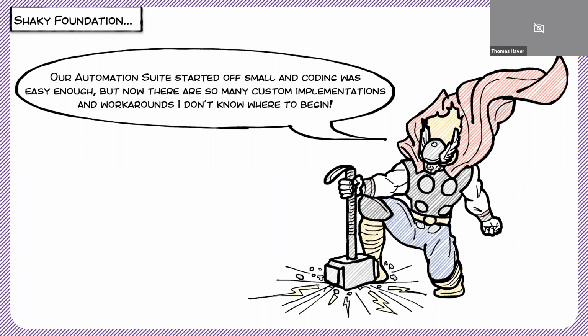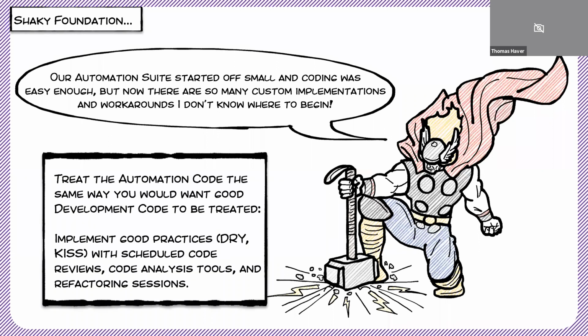And you end up killing off any return on investment you could have from time savings. So what you should do is treat your automation code the same way you would treat good development code. Good practices like DRY, don't repeat yourself, KISS, keep it simple, stupid, with scheduled code reviews, code analysis tools, and refactoring sessions. I'll mention a couple of those in a little bit. So you should absolutely include the same standards as you would expect from a good development code base with your test automation. This is how you can ensure that years from now, after those people have left the team and a whole new group have come on board, that test automation suite is going strong, it is consistent, and it is easily extensible.